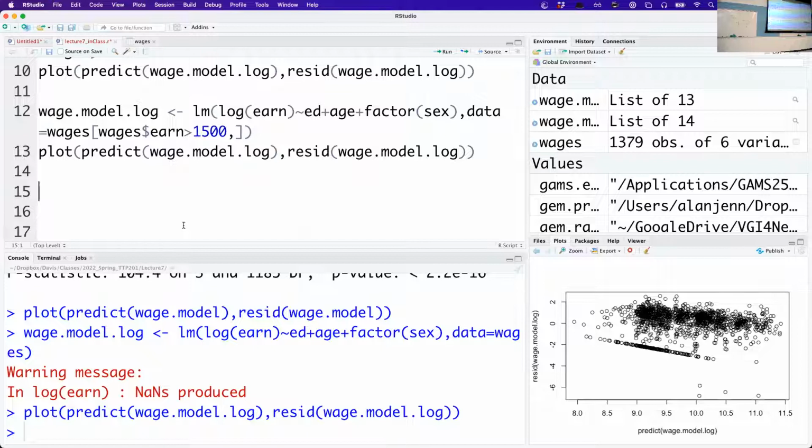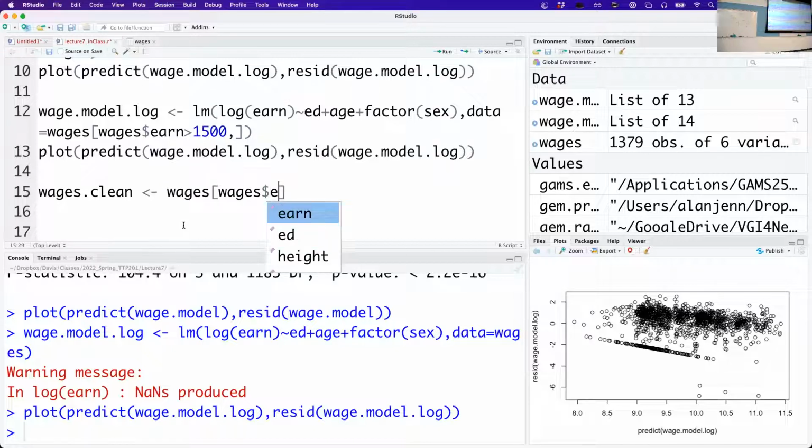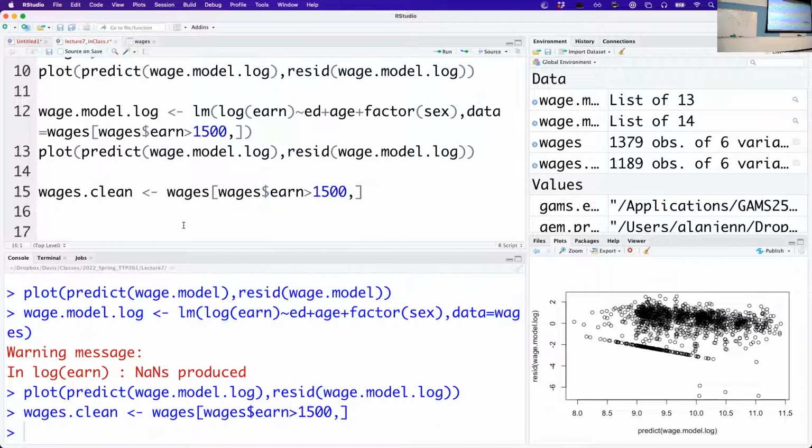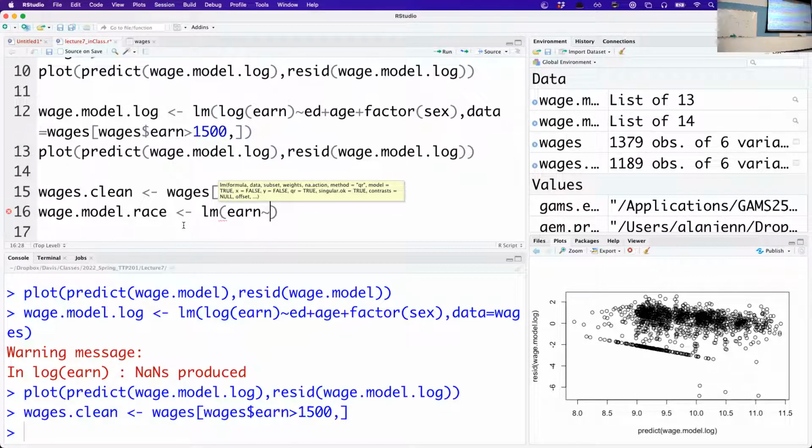Let me make a new data set called wages clean, which will just be wages earned greater than 1,500. And we'll run our new models on this. So wage.model. One of the things that we haven't looked at is doing our regression against a full categorical variable that has more than 2 levels. So let's see what happens if I do this.